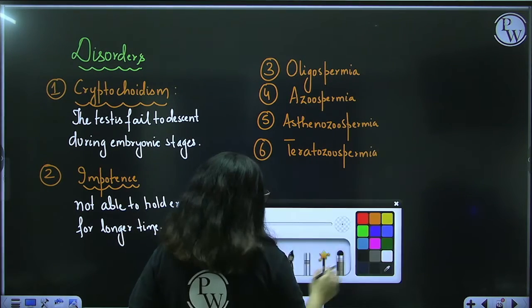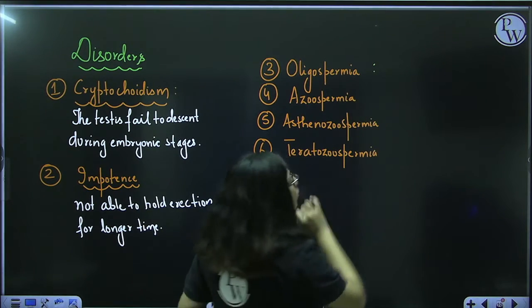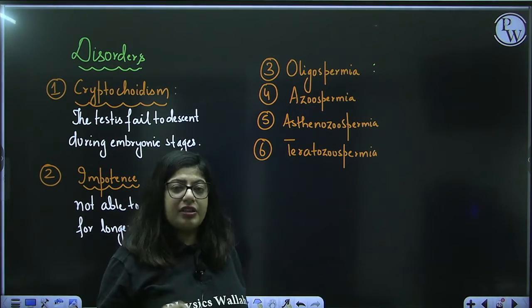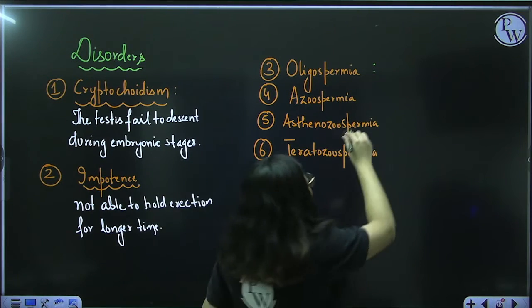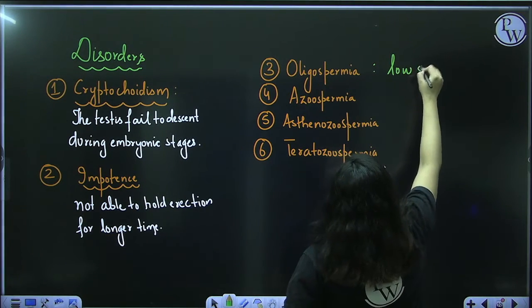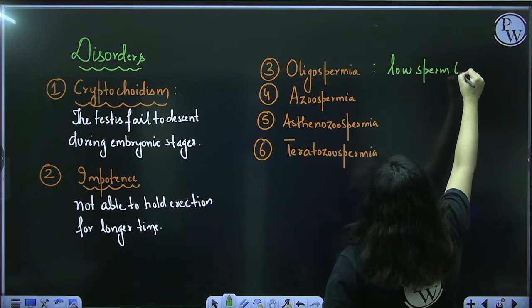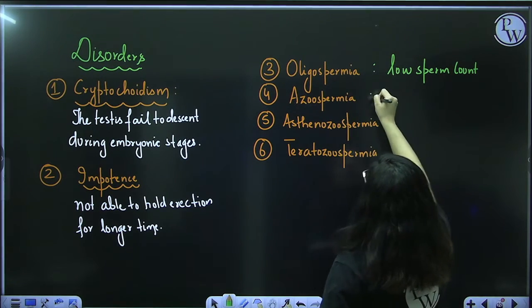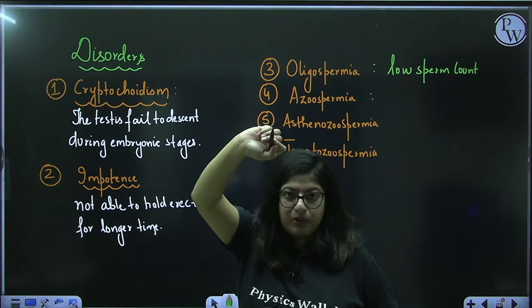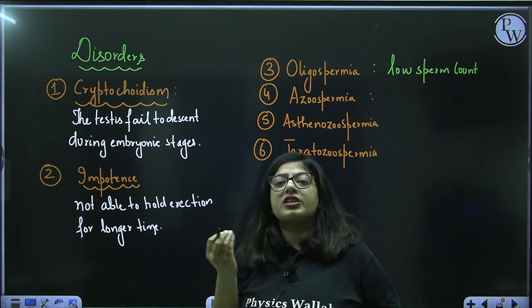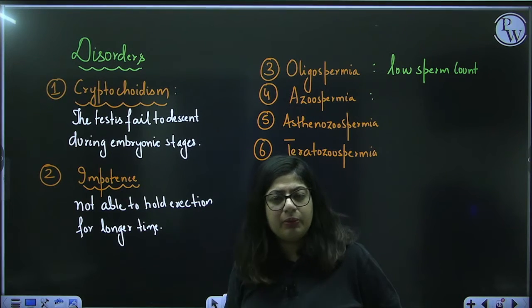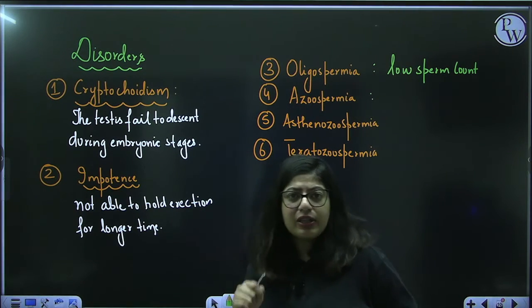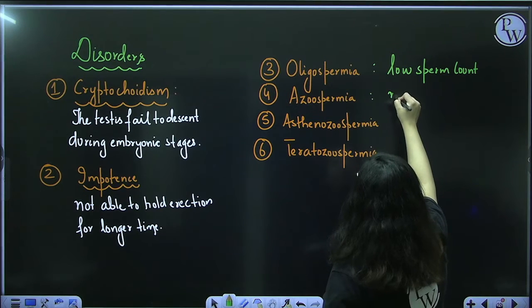Whenever we are talking about oligo, it means few. So there are just few sperms. Whatever it is required, it is not fulfilled. So at that time we say male have low sperm count. So if doctors say any male have oligospermia, that means he has low sperm count. If a male is not producing sperm at all, for example, if a person is having cryptorchidism, it will not be able to form any sperm. So that condition is azoospermia, no sperms.